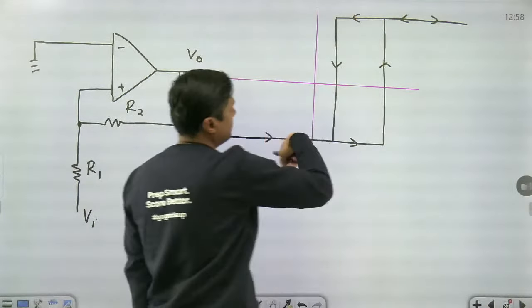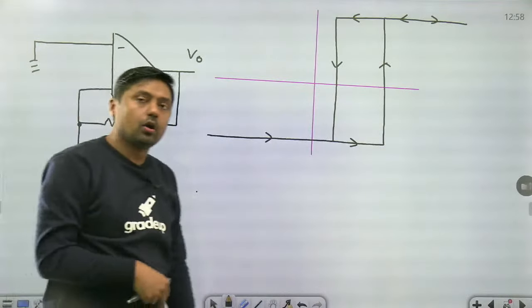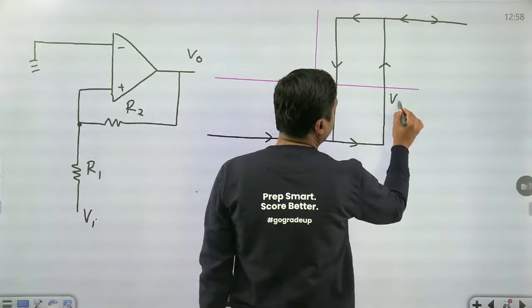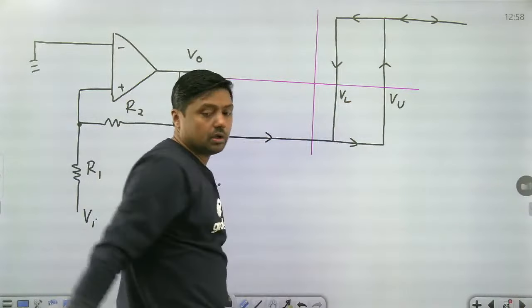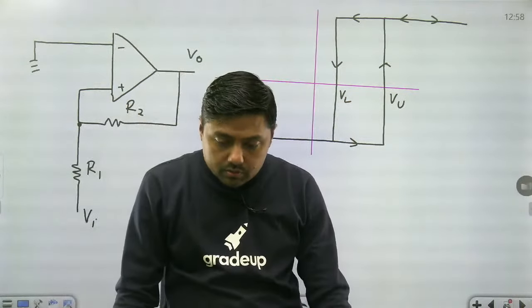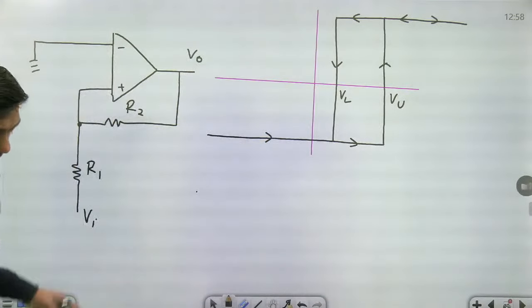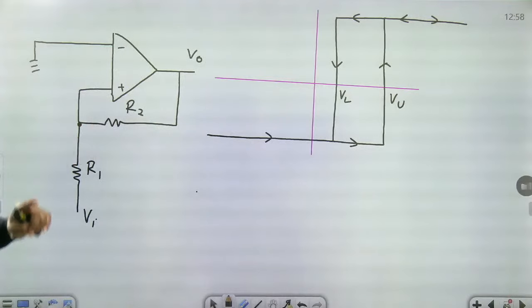Anti-clockwise direction. This will be the path. Okay, always remember this diagram. And again, this is the upper threshold level, and this is called the lower threshold level. Okay guys, is it clear to you? This is the upper threshold level and the lower threshold level.